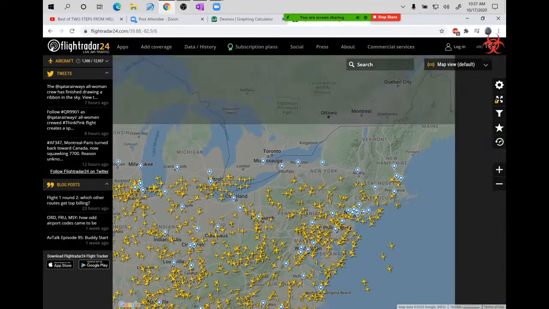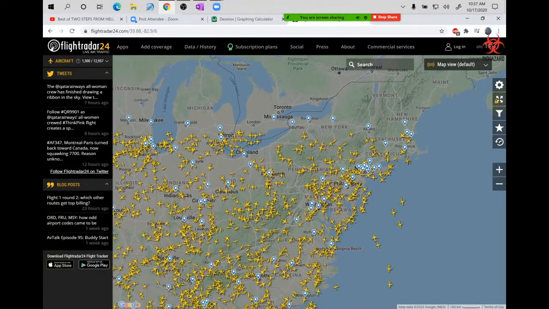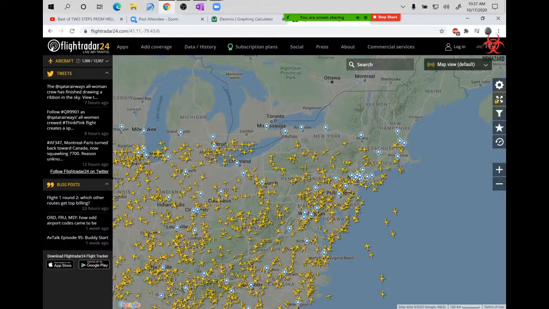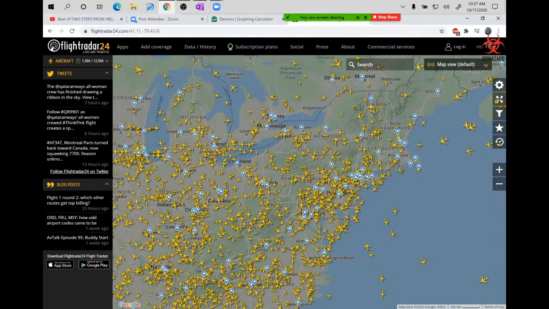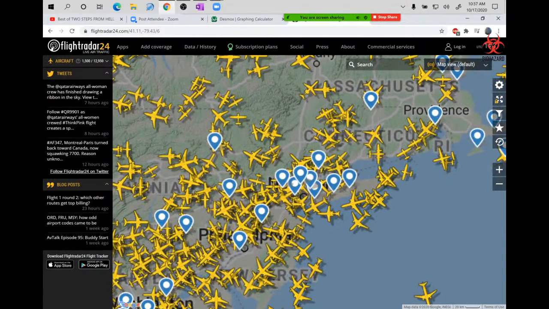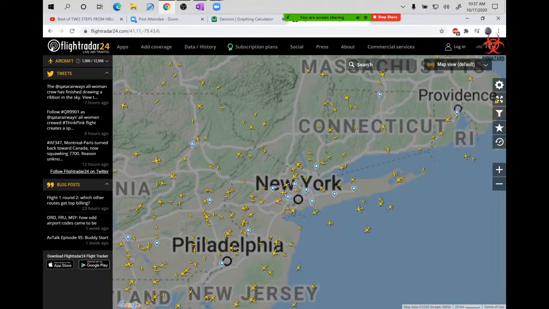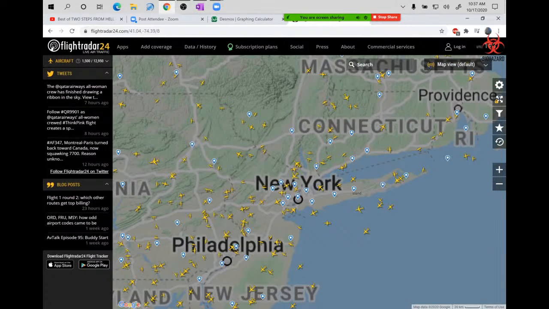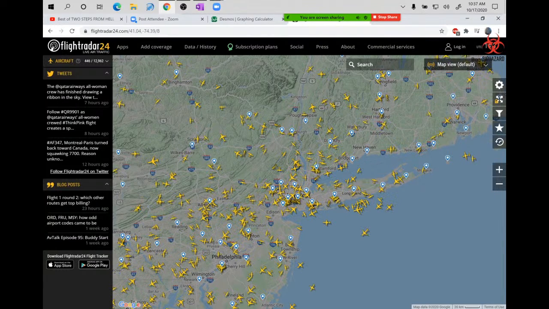I'm trying to get New York, and here's Washington, here's New York. We have JFK and Newark and LaGuardia, 3 airports in the area. Then there is the International Airport in Philadelphia as well. Look at the number of planes. They're also tracking some helicopters and stuff like that.